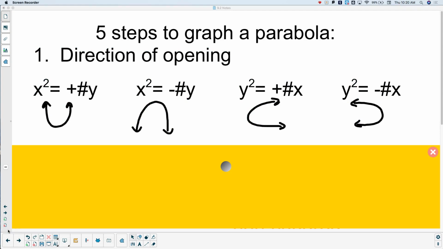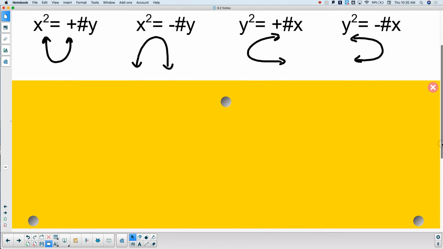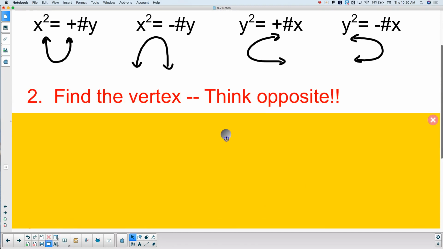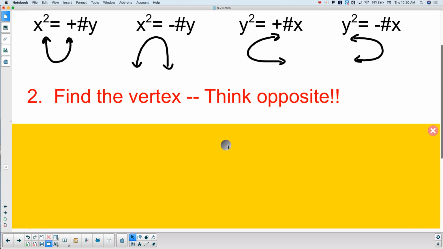Okay? Love it. Colin, step number 2. Get the vertex. How am I going to find the vertex? So opposite what's in parentheses. If it's inside parentheses, I think oppositely. And if it's outside parentheses, I make sure I put it inside parentheses first, right? So we find the vertex, and we're going to think oppositely about that.